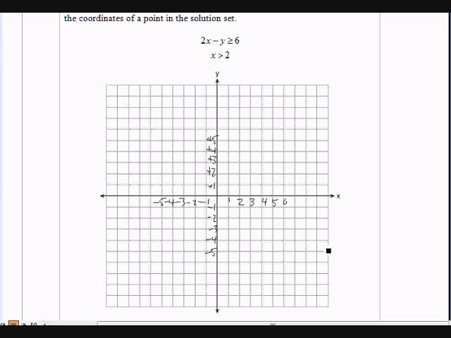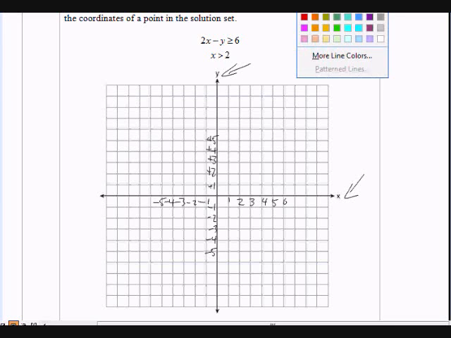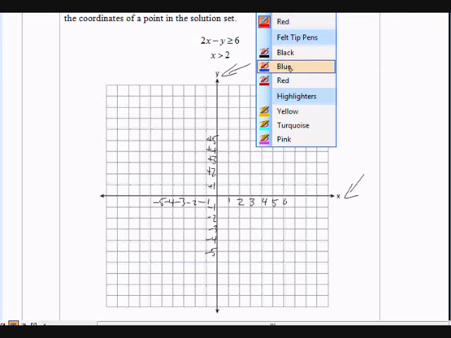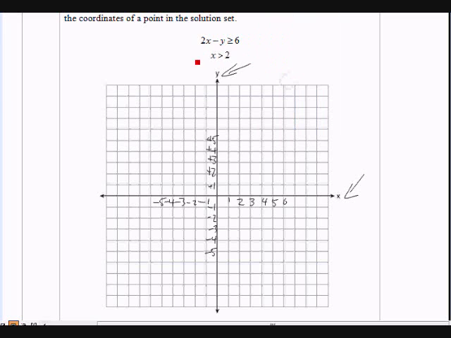Okay, make sure the axes are labeled. In this case it is x and y. Alright, so let's start graphing these points. Let's graph the easier one first, which is going to be x is greater than 2. Well, x is greater than 2 is going to be a vertical line. But because it's greater than and not equal to, it's going to be a dotted line.